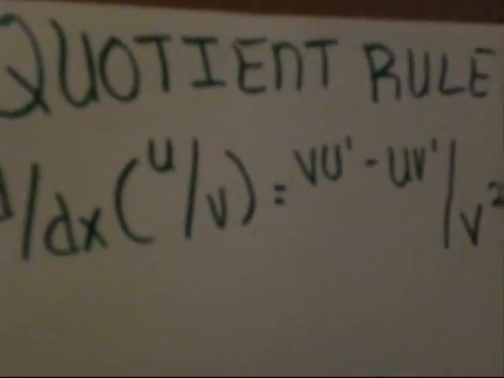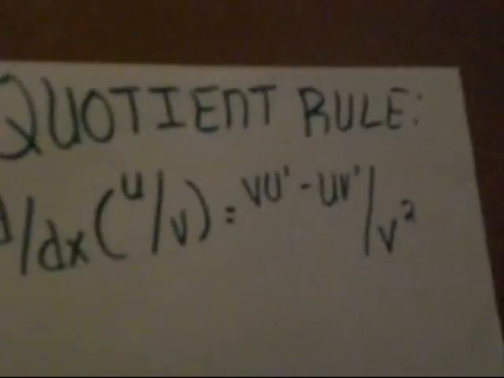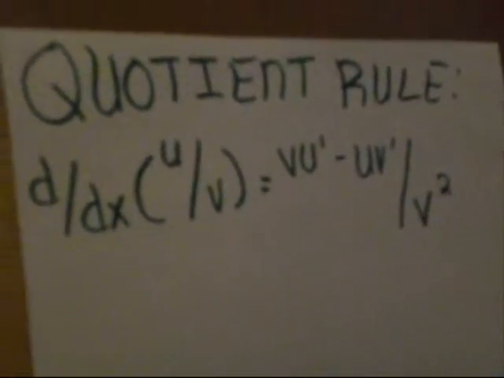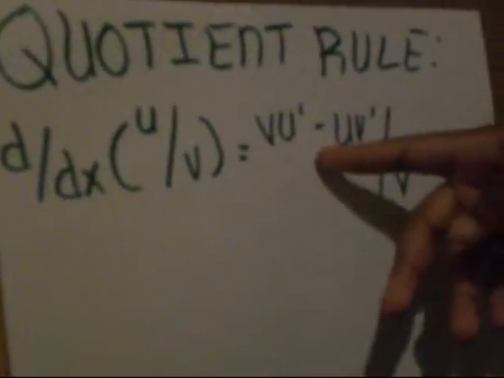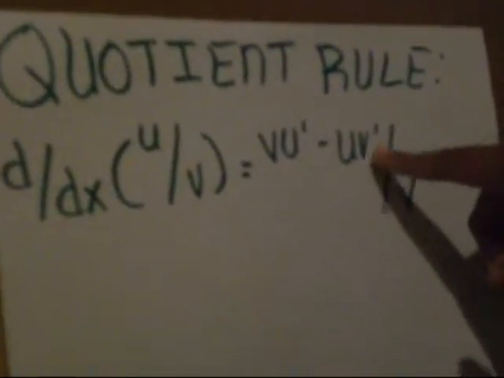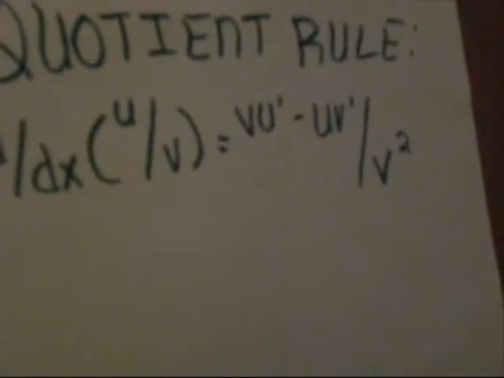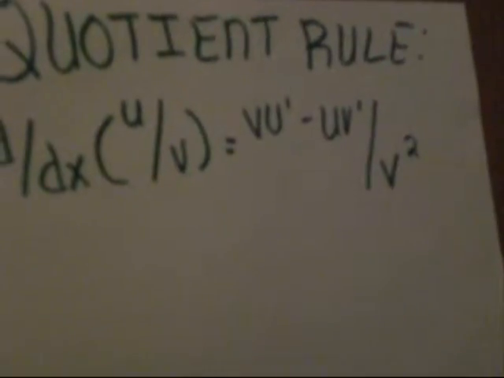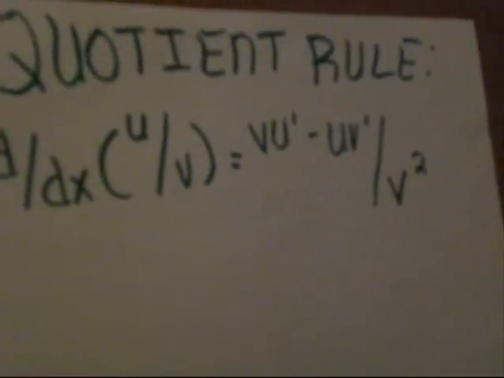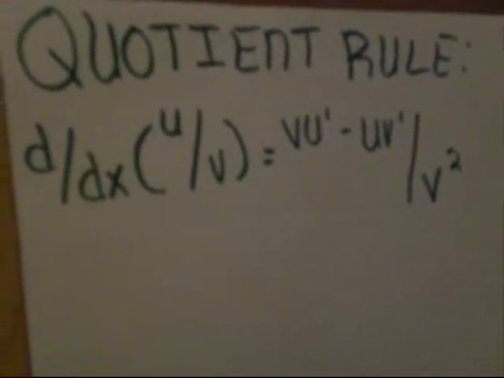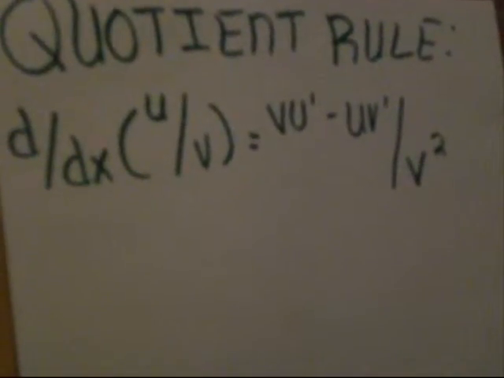To find the derivative, u and v are differentiable functions of x. So if it's u over v, then to find the derivative of that, it's v times u prime, which is the derivative of u, minus u times v prime, which is the derivative of v, all over v squared. In simple words, that just means the denominator times the derivative of the numerator minus the numerator times the derivative of the denominator, all over the denominator squared.